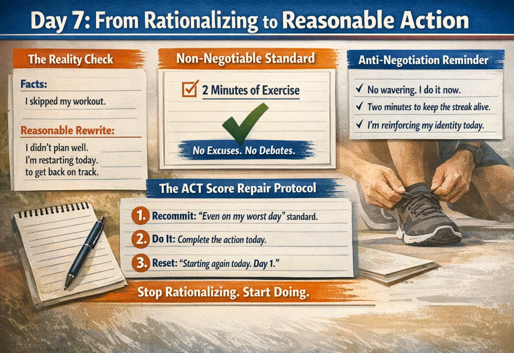Here's the full journal prompt template you can use. 1, the facts of the situation. 2, the reasonable rewrite. 3, tomorrow's non-negotiable standard, revised if necessary. 4, my anti-negotiation reminder phrase. And 5, the ACT Score Repair Protocol, implemented? Yes or no? Reasonable thinking only matters when it becomes reasonable action.